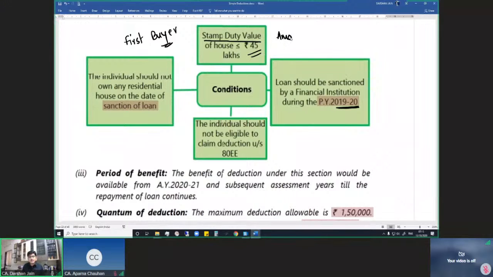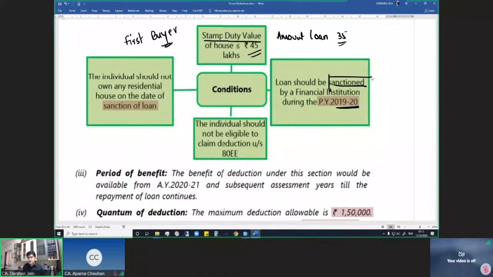In the earlier section, we saw that the amount of loan was capped at 35 lakhs. So if a person took a loan exceeding 35 lakhs, he was denied the benefit of 80EE. However, here no such condition in respect of loan is provided. What is provided here is only the stamp duty value. Stamp duty value should not exceed 45 lakhs and the loans should be sanctioned.